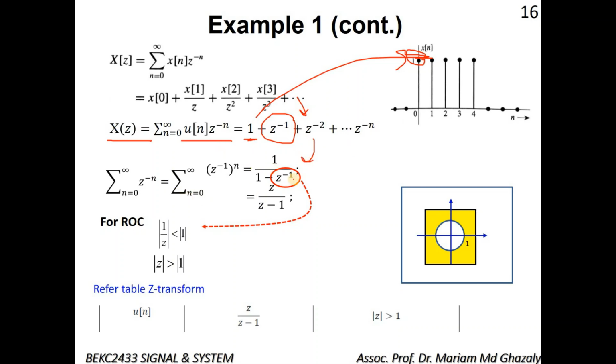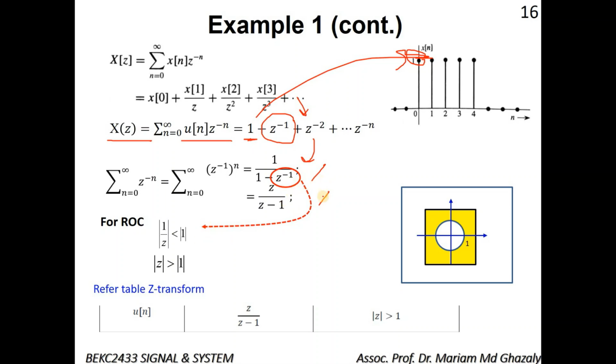Okay, so after you rewrite this, you can actually rewrite the equation into this form. So you will get 1 over 1 minus z to the minus 1. You can put it in either this form or this form, either form is okay. So you can get z over z minus 1 or 1 over 1 minus z to the minus 1.